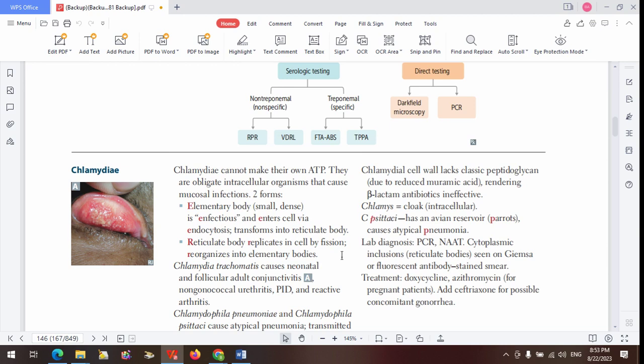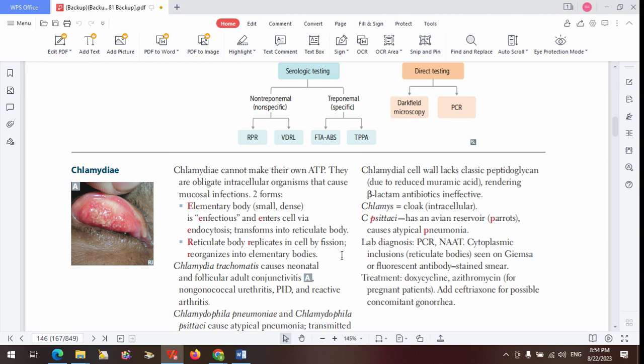The genitourinary, there are two components. Urinary, that's the urethritis, inflammation of the urethra. Then the genital component affecting the genital tract. So in females, it can affect the cervix, the uterus, the fallopian tube, the ovaries. So it can cause a cervicitis.